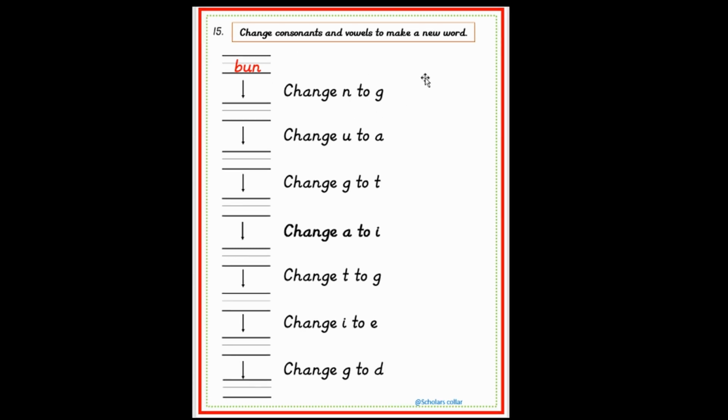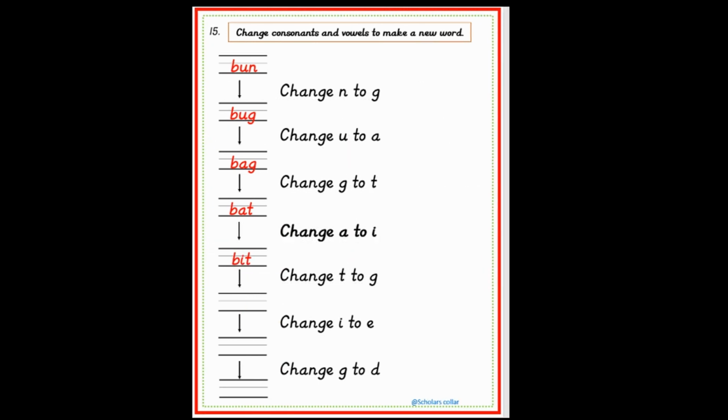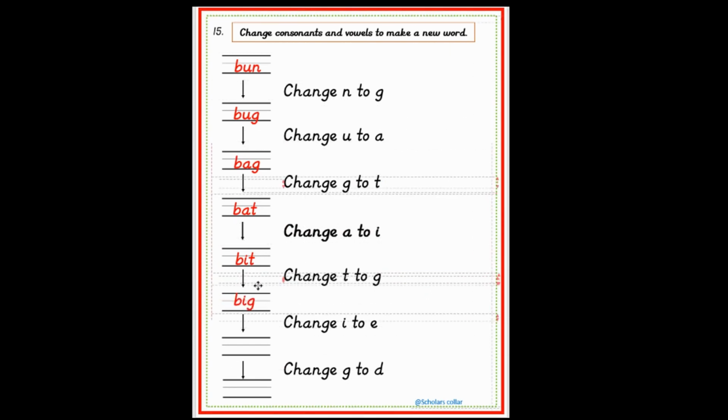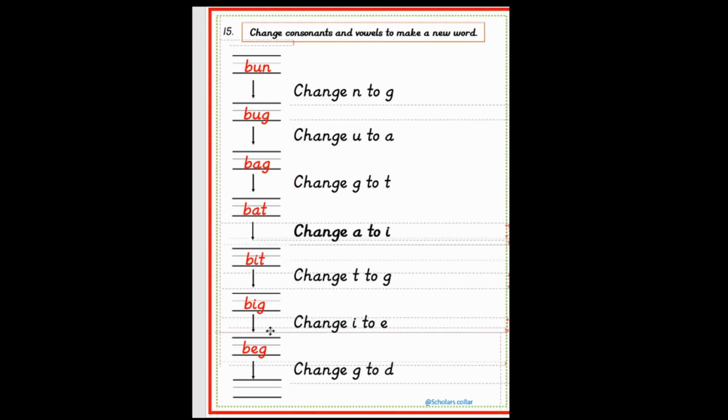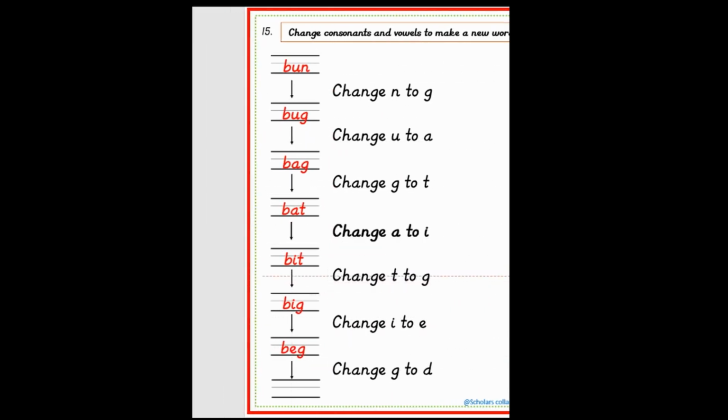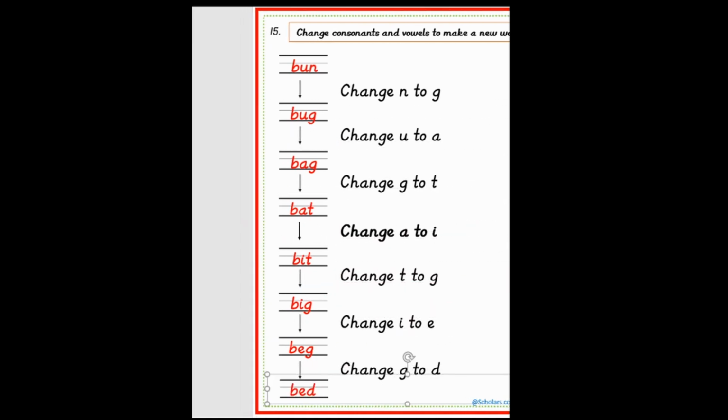Okay, so the first one we are changing here, the first word is bun. So you're going to change the N to G. So that will turn into bug. Then we're changing the U to A. It will make the word into another word called bag. Then you're changing the G to T. That will make the word bat. Then you're changing the A to E. That will make the word bet. Then you're going to change the T to G. That will make the word big. Then you're changing the I to E. That will make the word beg. And finally, you're changing the G to D. That will make the word bed.